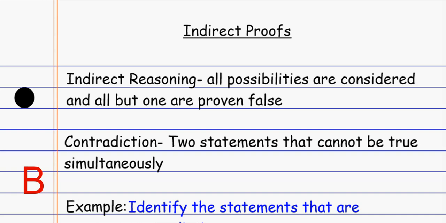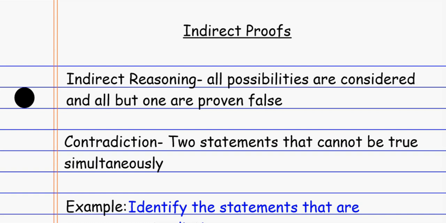Essentially, with indirect proofs, we don't prove the thing we want true by directly going to that thing and saying, hey, I'm going to show that this is true. I show that everything else is false, so then by default, that thing has to be true. Again, it's that idea of process of elimination.